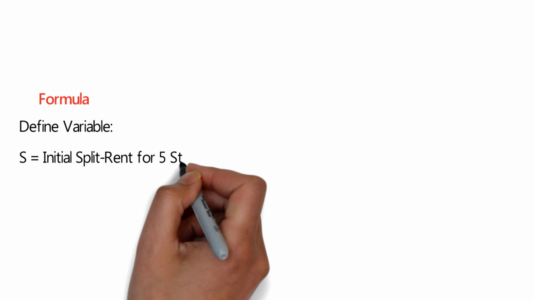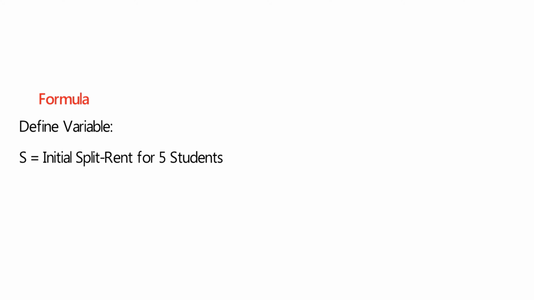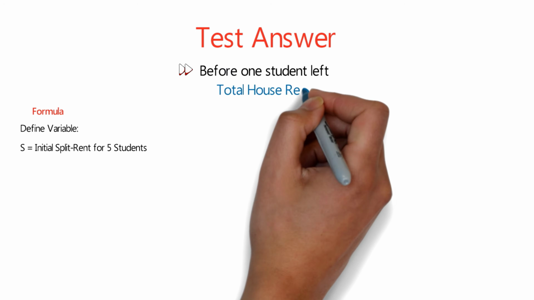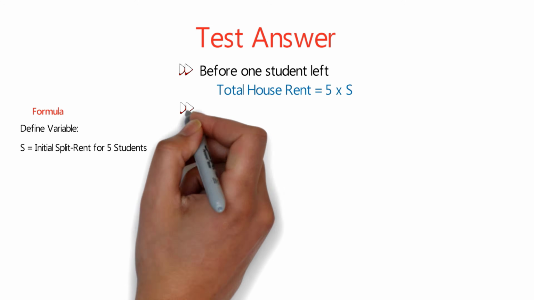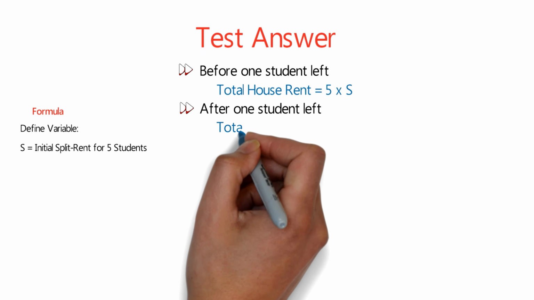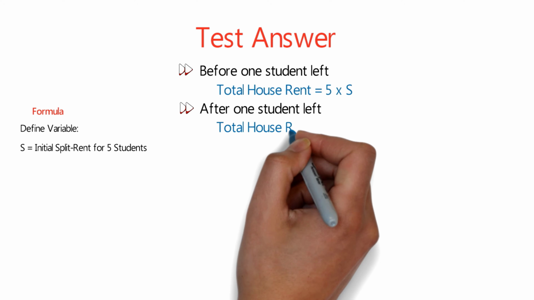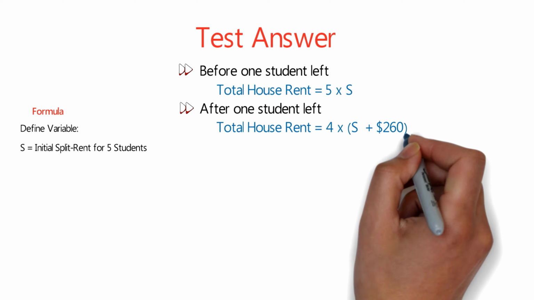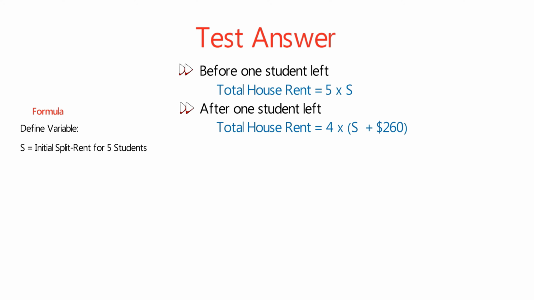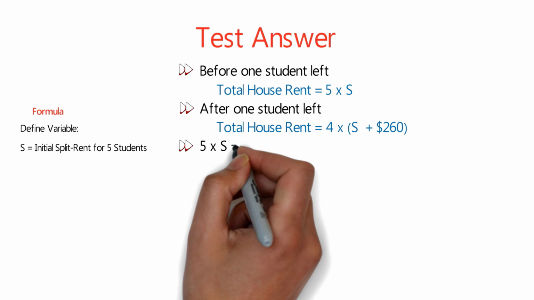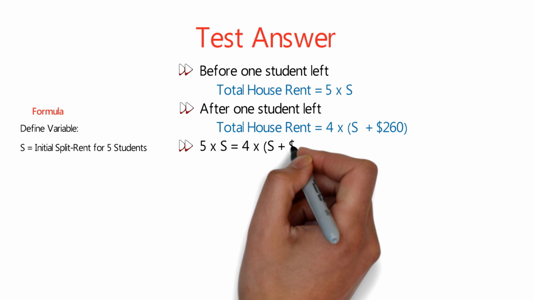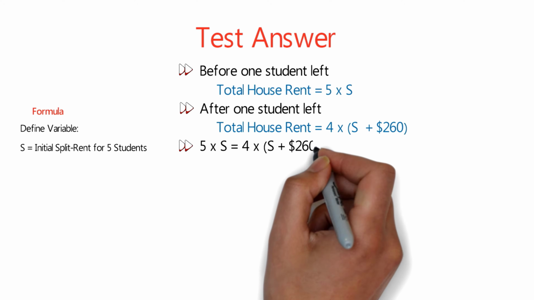rent for 5 students. So, using this formula, we can calculate the total house rent as 5 multiplied by S, which means that after one student left, the total house rent could also be calculated as 4 multiplied by the value in parentheses S plus $260. Using both approaches, we can create an expression: 5 multiplied by S equals 4 multiplied by the value in parentheses S plus $260.